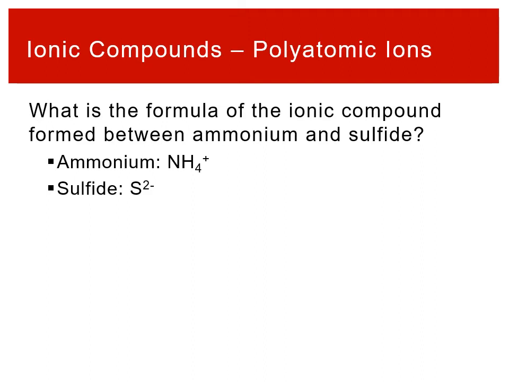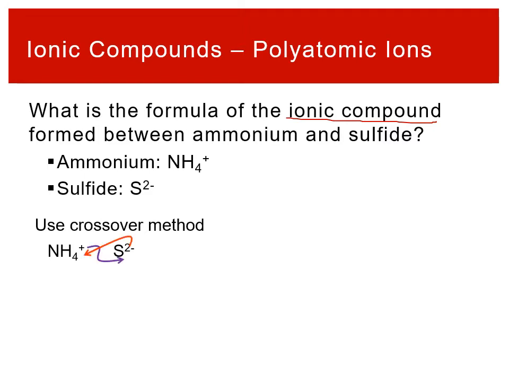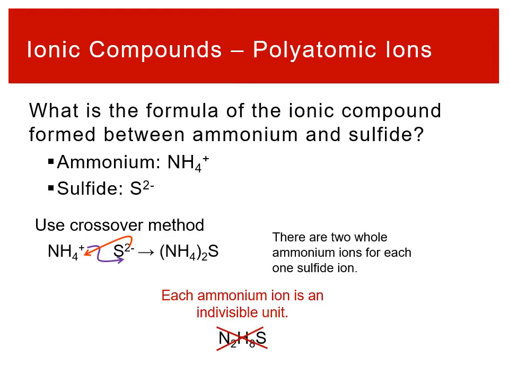So if we're going to be forming, again, we're still dealing with an ionic compound, we can think about this in the same way. We can still use the same crossover method where we take those charges. We know we move them over, right? The +1 on the ammonium goes to the sulfur, and the 2 on the sulfide goes to the ammonium. And so we move them over.